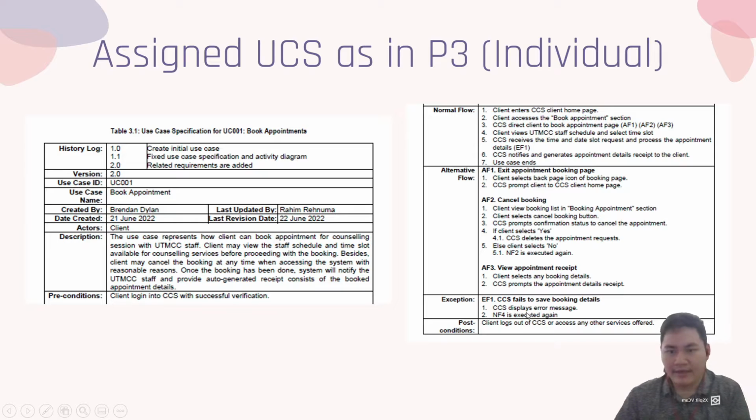The use case specification also includes an exception flow, whereby CCS may fail to save the booking details. It will display an error message, and normal flow step 4 will be executed again. As for the postcondition, the client can log out of the system, or they can manually go into other services that have been implemented in the CCS.